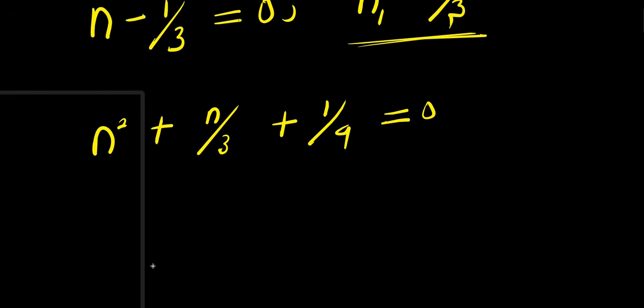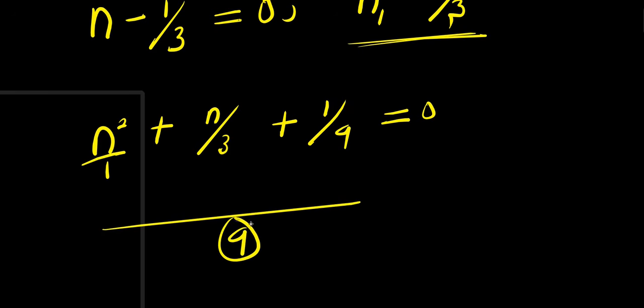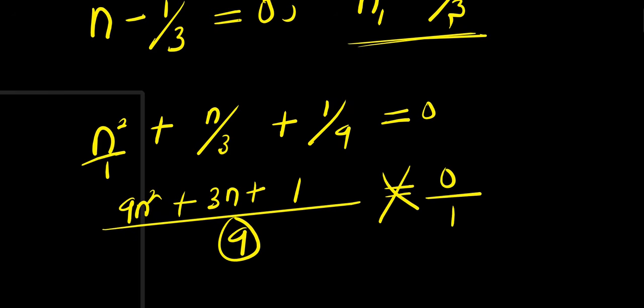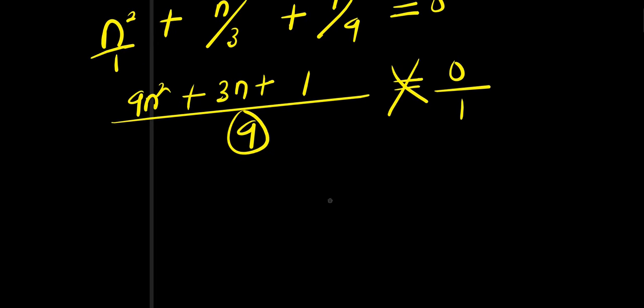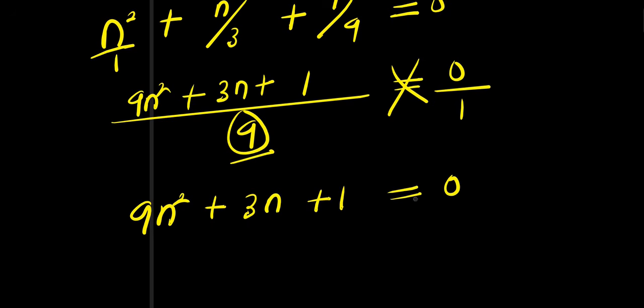So we need to find the common LCM here. Is over 1. The common LCM is 9. 9 divided by 1, 9. 9 times n squared. 9 divided by 3, 3. 3 times n, 3n. Plus 9 divided by 9, 1. 1 times 1, we have 1 equals 0. This over 1, we cross multiply. 9 will multiply 0, that is 0. This multiplies 1. We have 9n squared plus 3n plus 1, and this equals 0.